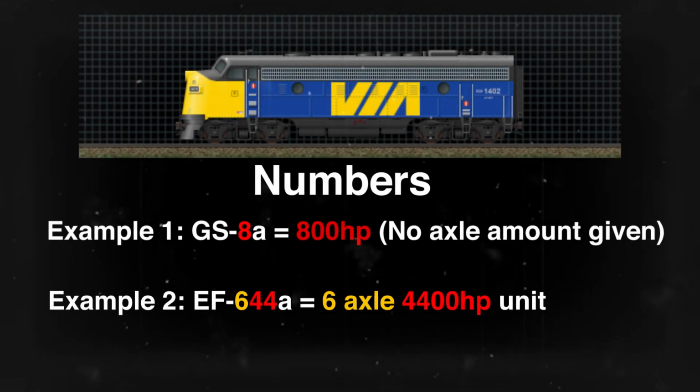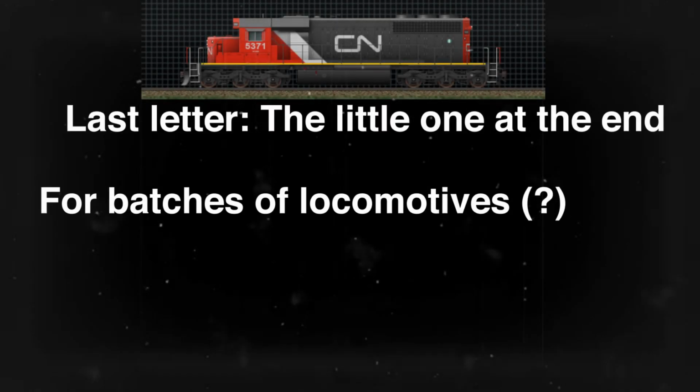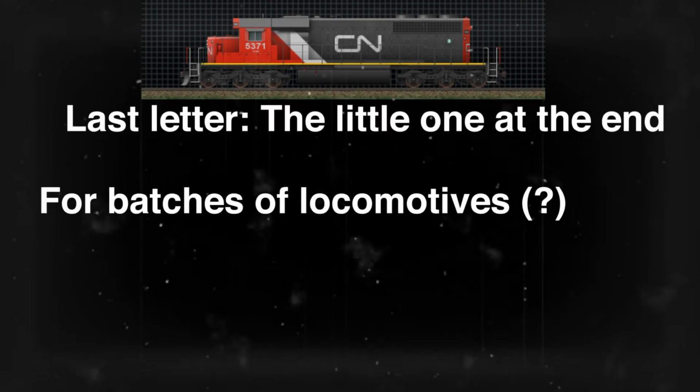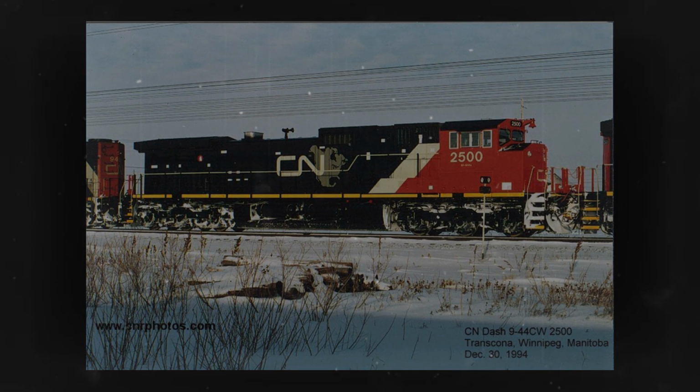The last 1 or 2 digits are for the horsepower amount, and the digit before them, being either a 4 or a 6, would signify that the unit had either 4-axle or 6-axle trucks, like say a GP40 or a SD60F. And lastly, the little letter at the end of the class is for the batch. Early units, for example 2500, would have an A at the end, meaning it was one of the first locomotives of the type.